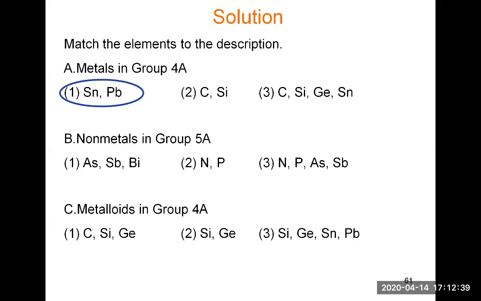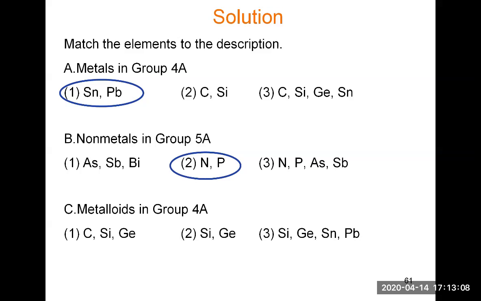Non-metals in group 5A. 5A starts with nitrogen, phosphorus, arsenic, antimony, and bismuth. The non-metals would be nitrogen and phosphorus, the two on top, because arsenic and antimony are metalloids, and then bismuth is a metal.